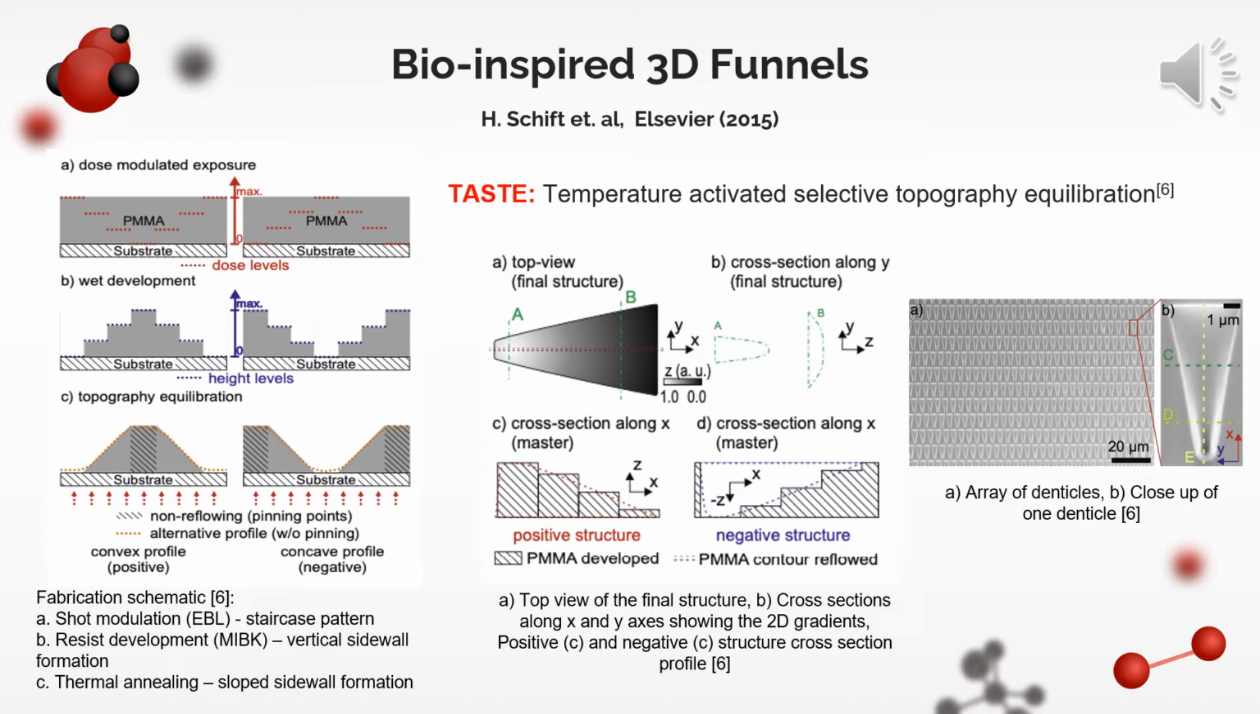By first fabricating a staircase profile via pixel-by-pixel EBL and then thermal reflow, they were able to make a high aspect ratio tapered sidewall with a continuous slope in a PMMA resist. Simply, to create the two separate x and y height gradients, they step laterally across the two axes via shot modulation, resist development using MIBK, and thermal reflow.